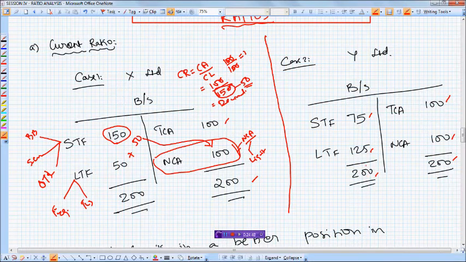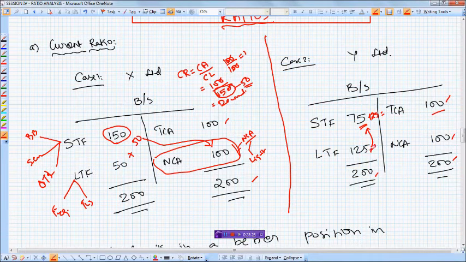If you look at it from the current asset angle, its current asset is 100 crore, and for that it has current liability of only 75 crore. For 100 crore worth of current asset, it has obligations only for 75 crore, meaning the remaining 25 crore was funded from long-term funds. Because this 100 crore should be funded, right? So this 100 was funded by short-term funds of 75 crore plus 25 of long-term funds.